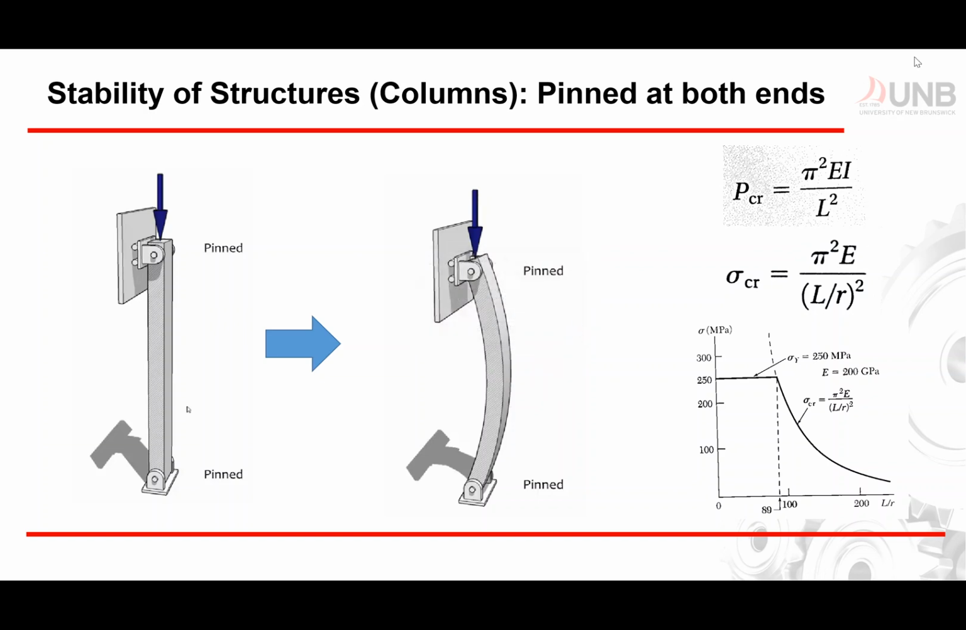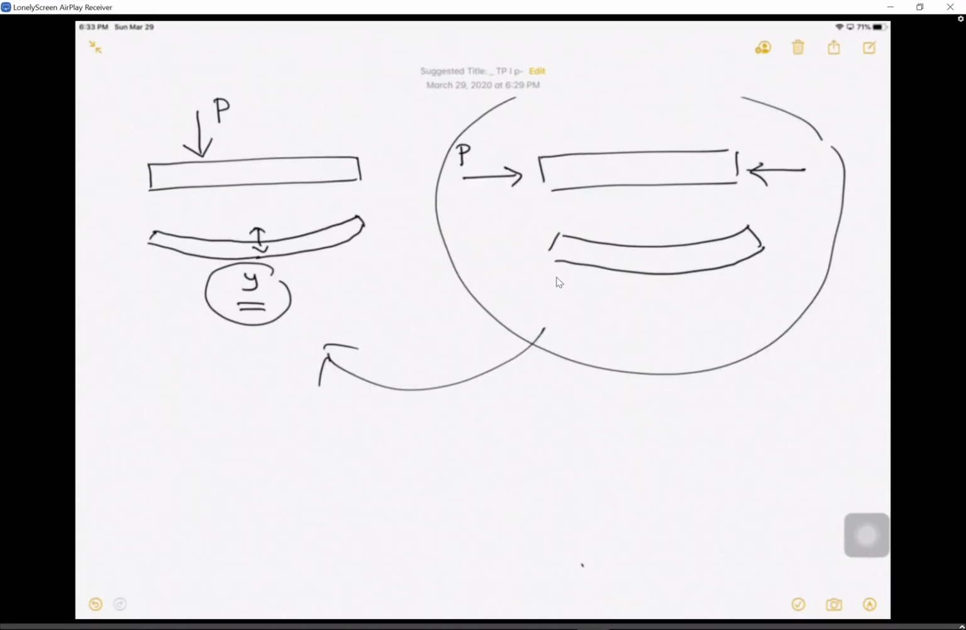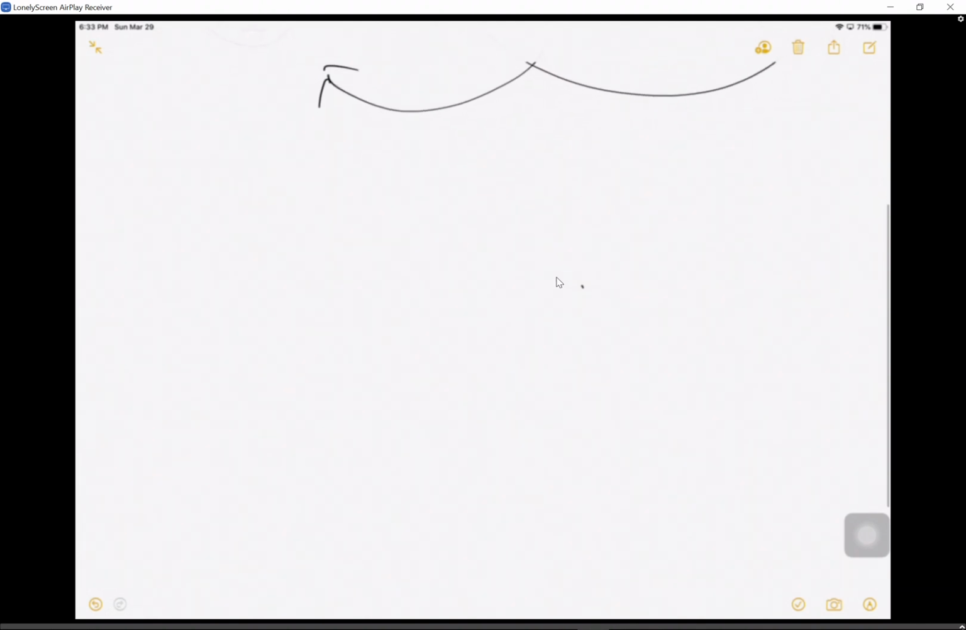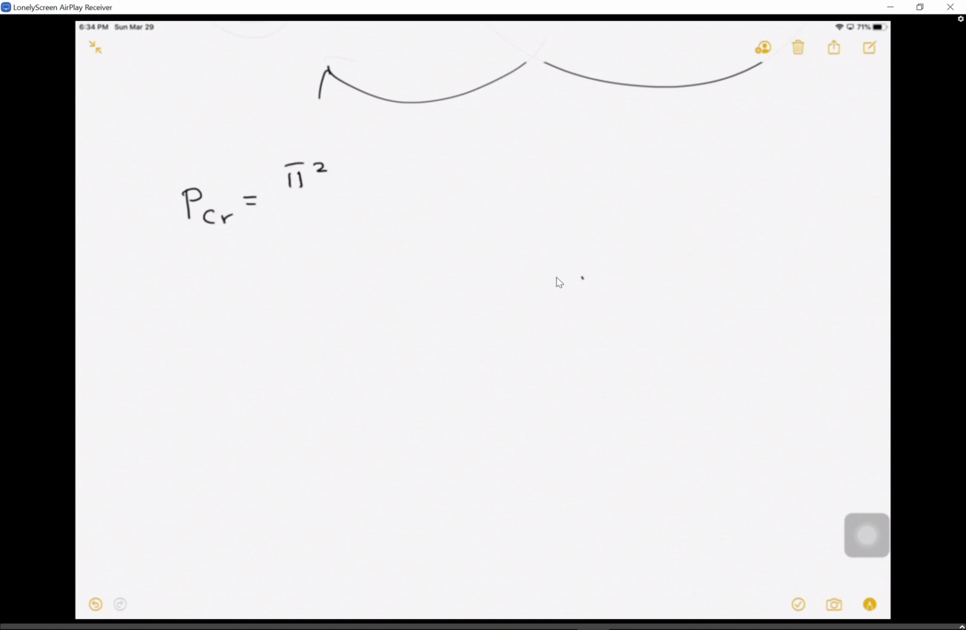So your L over r, so we mentioned that we have P_cr is equal to pi squared EI divided by L squared. Now we also discussed the critical stress, which is pi squared E divided by (L over r) squared. Now this L over r here, we can call this the slenderness ratio.